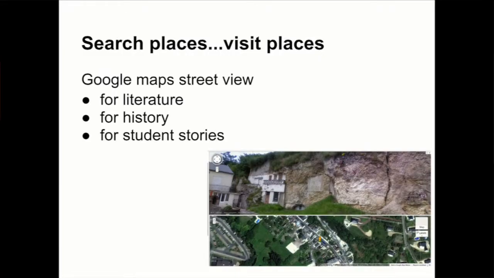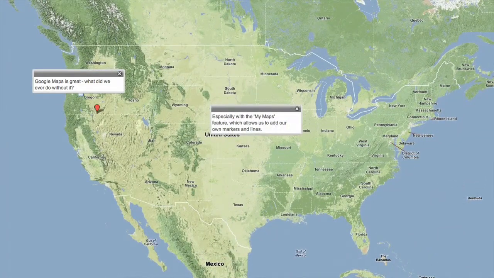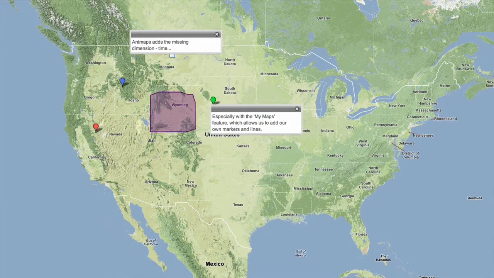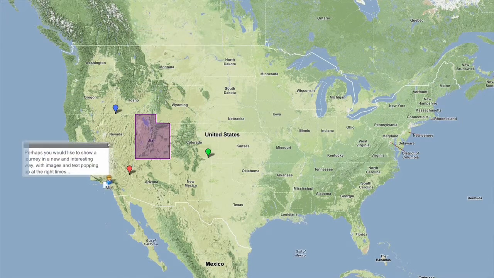And you can also use it. Students can tell original stories. They can actually pin pictures and text to places. They can use other tools like Animaps to then make a path from place to place. And they can then use screen capturing software and a microphone to record themselves telling their story, opening up the pictures and pins. I was born here, and then I moved to this place. And that's great. Whether it's fictional, real, whatever it might be.